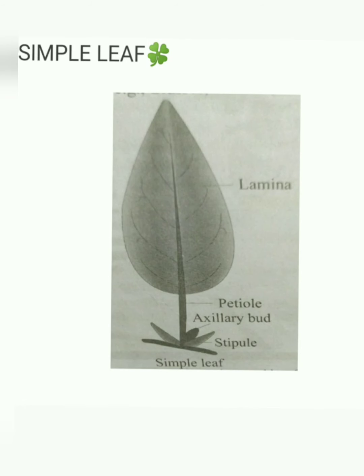This is the structure of a simple leaf. In this picture, you can see the lamina or leaf blade, which is followed by petiole. Petiole is generally present between the lamina and leaf base. It is like a connection between leaf base and the lamina region. And here you can notice the axillary bud in the axil of leaf and stem. Besides that, stipules are also mentioned in this picture if you can notice.